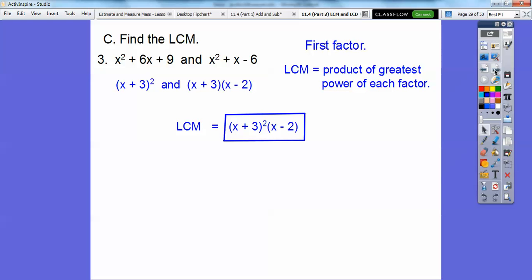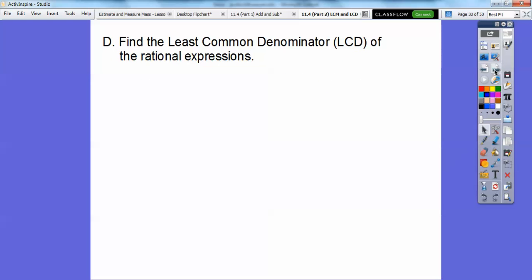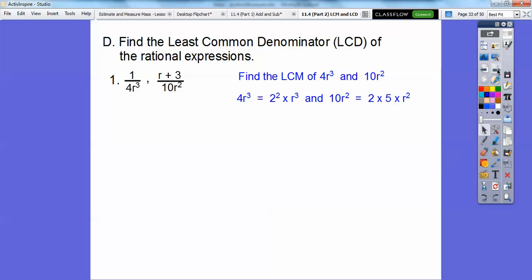the greatest power of each factor. All right, find the least common denominator of the rational expressions, LCD. It's the same method, you guys, except we're just looking at the denominator. So I don't care what's happening in the numerators, not today. That's in the next lesson. So let's get the prime factorization of 4 and the prime factorization of 10. 4 is 2 times 2, or 2 squared. There it is right there. So here's 4. 4 is 2 squared, and there's r cubed. 10 is 2 times 5 and r squared.